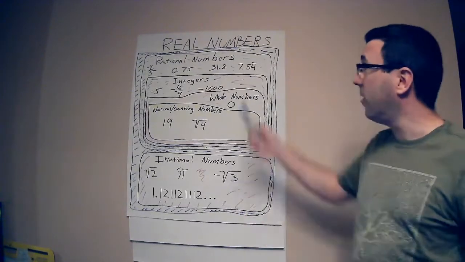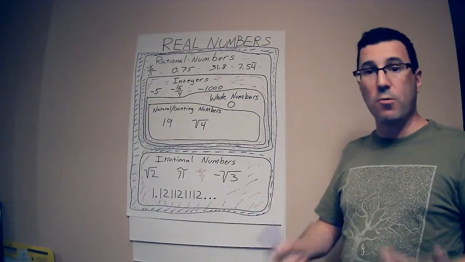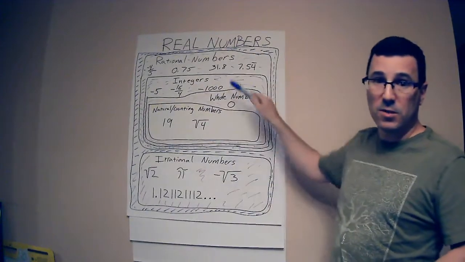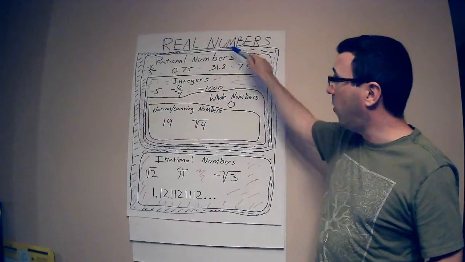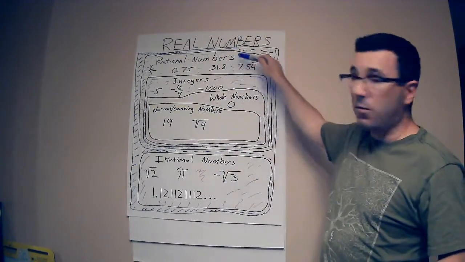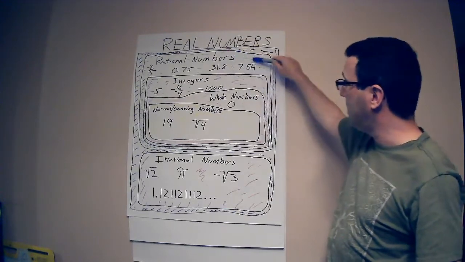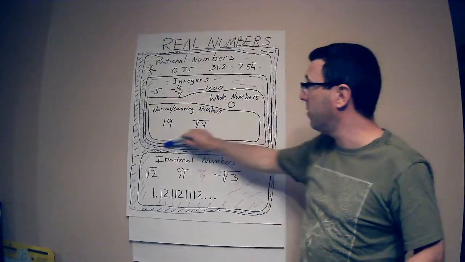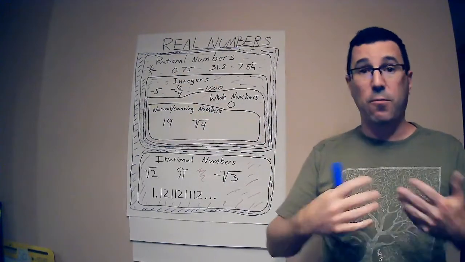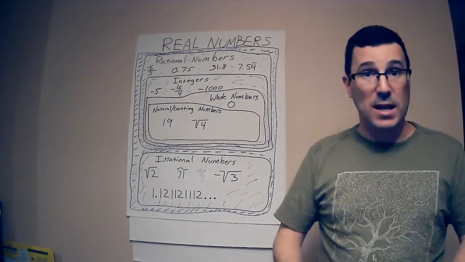So I have here basically a chart that represents all the real numbers. It's a little crowded in here, but the real numbers contain all these different things. I'm going to look first at this group up here. It's called the rational numbers, and it's this big box right here. Rational numbers are the numbers that are fractions, terminating decimals, and repeating decimals.